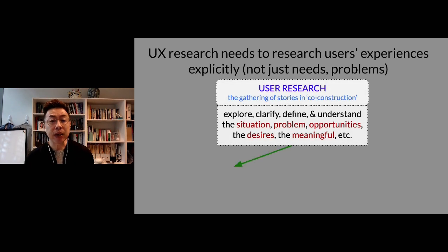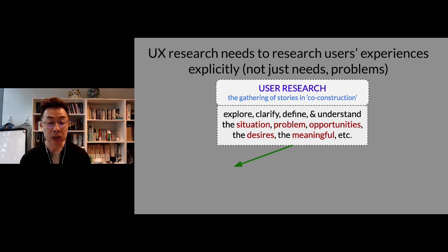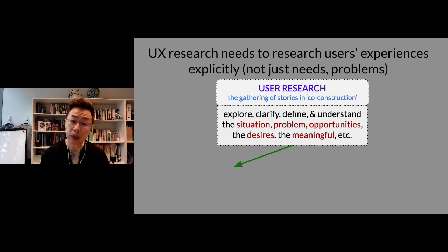So user research in user experience design is not just about asking people what you need, what your problems are. But it's actually to clarify, to define, to understand their situation, their needs and problems, opportunities, but also what they want and what they find meaningful. So don't forget to ask things like that.